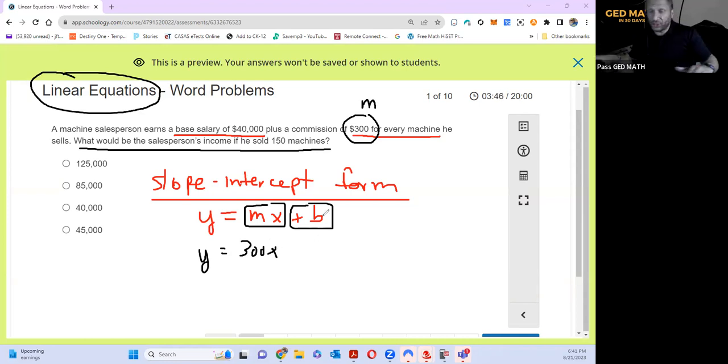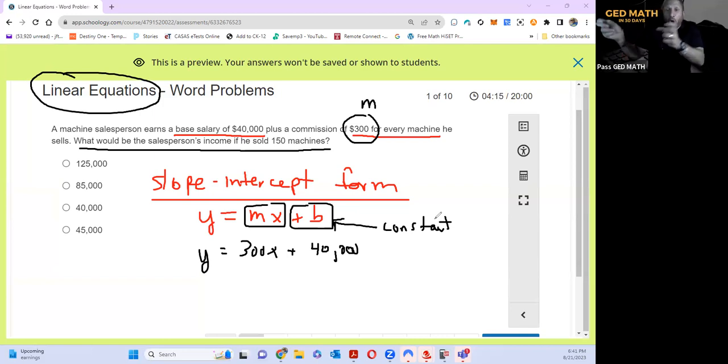Your b is not going to change. No matter how many machines you sell, if you sell 0, how much is your base salary? 40,000. If you sell 10 machines, how much is your base salary? 40,000. If you sell 100 machines, your base salary is what? $40,000. This is your constant. That is not going to change. So when you see a word problem, you identify what term is going to change and what term is going to stay the same. What stays the same is your constant, and what changes is your variable, which is your slope, your m.